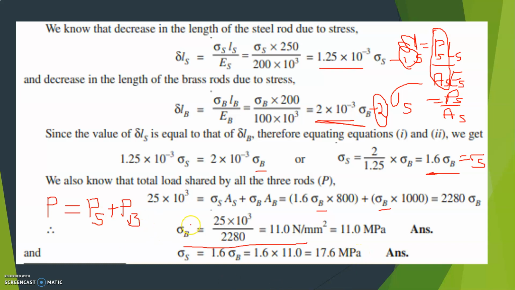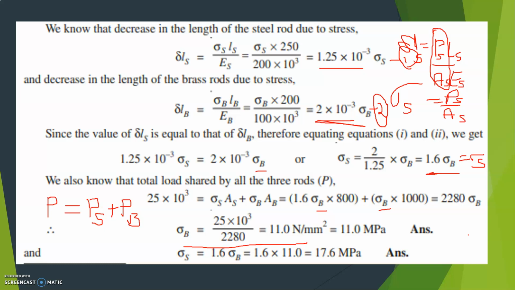Okay, like this way you can calculate the stresses developed in the brass rod as well as the steel rod. Main thing you have to remember are 2 points. The first point is deformations are equal. So you have to equate the two deformations and then write the equation in terms of any one of the stresses. It may be sigma S or it may be sigma B. The next step is the load. The total load is equal to the load shared by the two rods. So P is equal to PS plus PB.